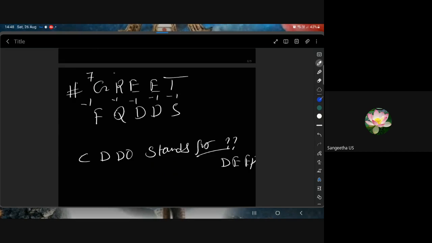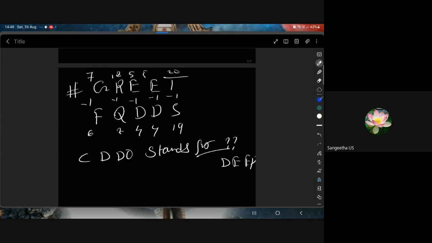Then R means how much? 18. If you try to solve it by code, T means 20, so F is 6. Then Q is 17, then D is 4, then it will give you S is 19. So it is just one letter before.